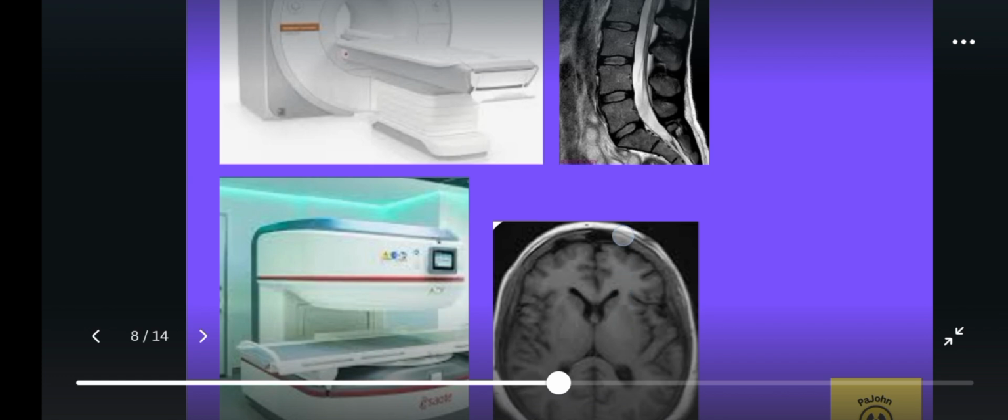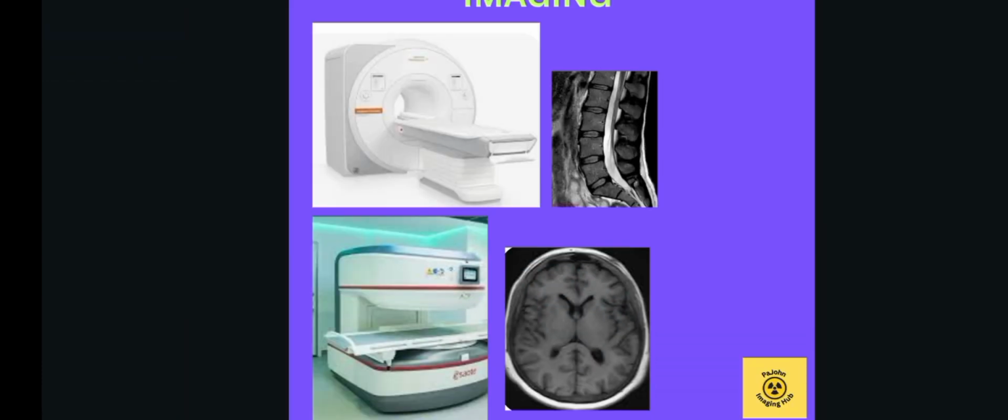Then this one is the image of the skull, the brain. You can see the brain tissues as if it is sliced. You can see all the inside. Then it has some advantages. It produces cross-sectional images, as I've said. It does not use radiation and therefore is safer. Then it is good for soft tissues, for example, the brain and spinal cord.